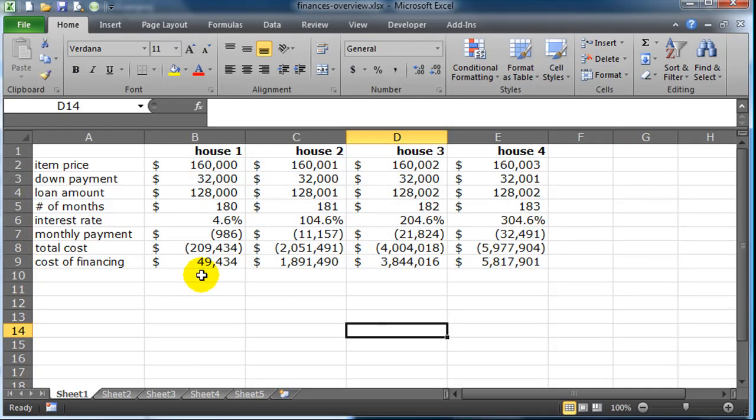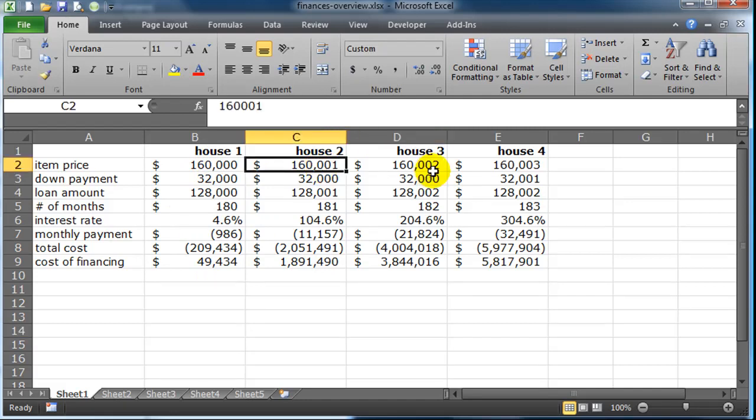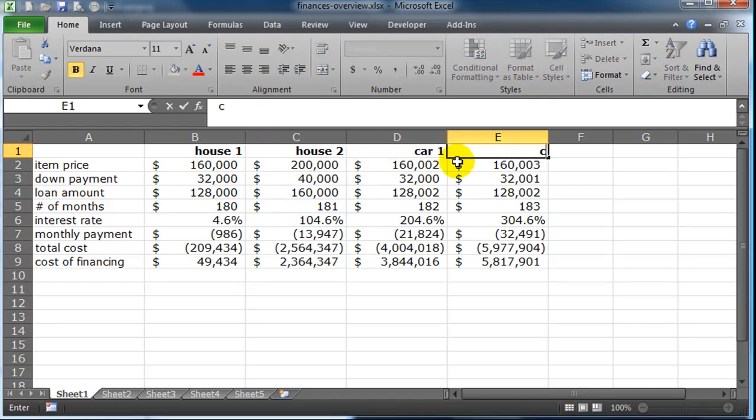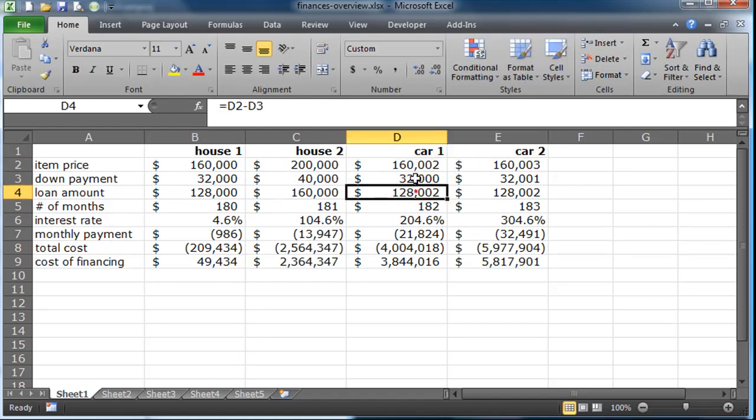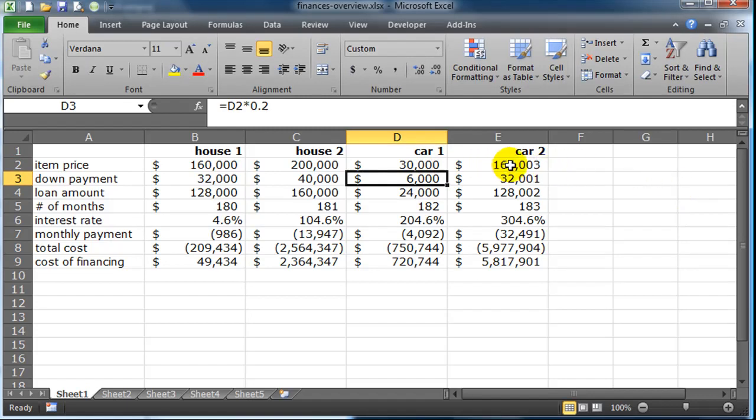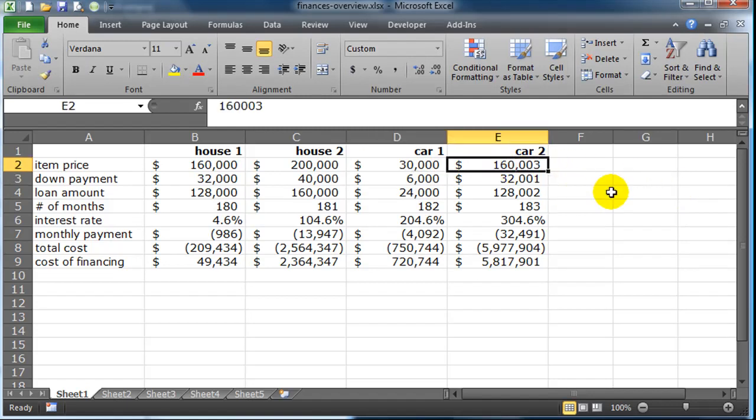And let's see what we've got here. Some of these numbers look really wacky, but I'm going to change this out. House 2 is going to be 200,000. That's pretty good. And I'll change this over to car 1 and car 2. Car 1 is going to be 30,000 and car 2 will be 15,000. Okay, and let me just go ahead and fix up some of this. House 2, $200,000. There we go.